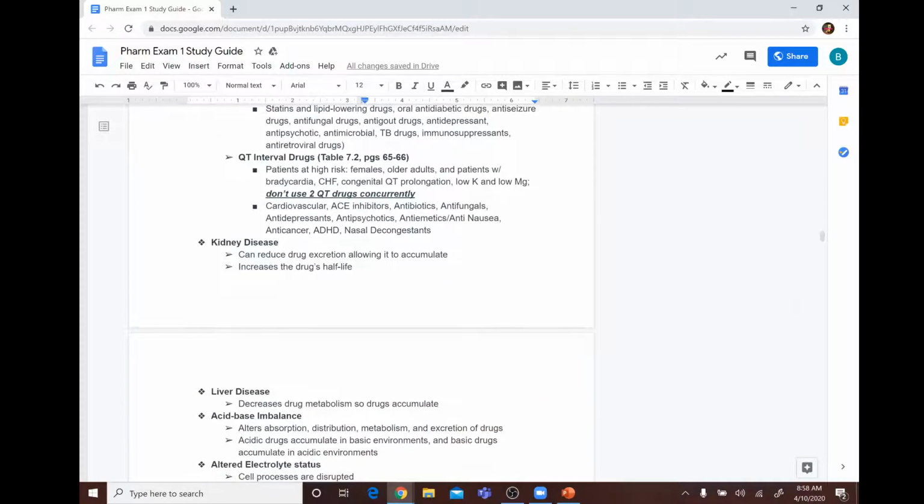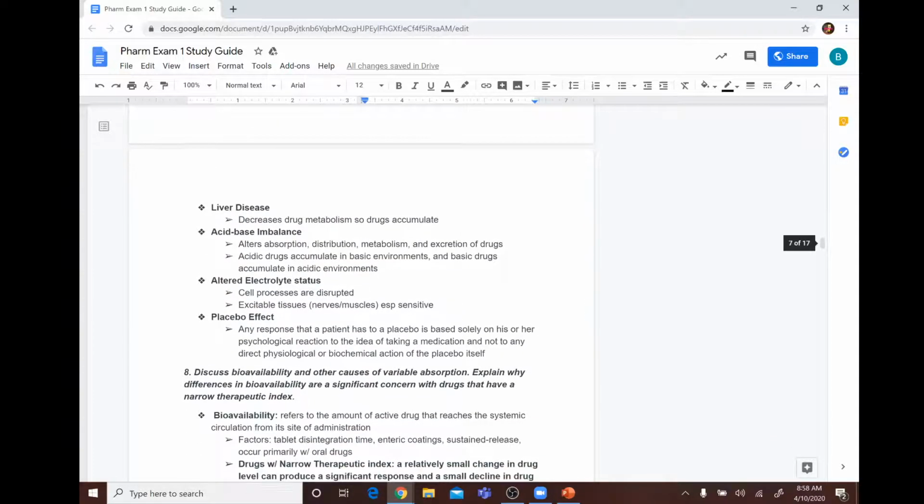What does kidney disease do to drugs? Reduces drug excretion, allowing it to accumulate. Increases the drug's half-life. What does liver disease do to drugs? Decreases drug metabolism, so drugs accumulate.